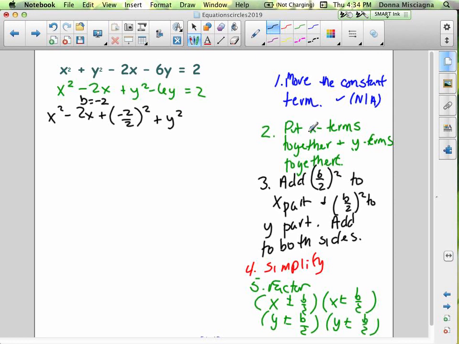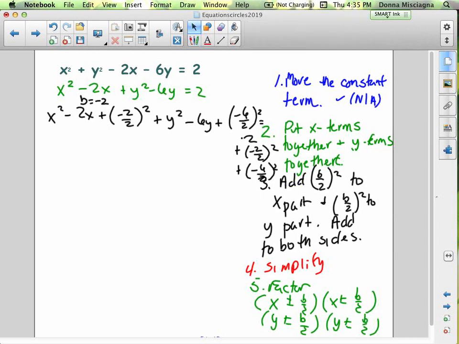Hopefully that's charging now. Y squared minus 6y plus negative 6 divided by 2 squared. And then we have to add it to the other side. I keep running out of space on the right-hand side. So we had a 2 already, and then we added negative 2 divided by 2 squared and added negative 6 divided by 2 squared. All right, so we want to simplify.